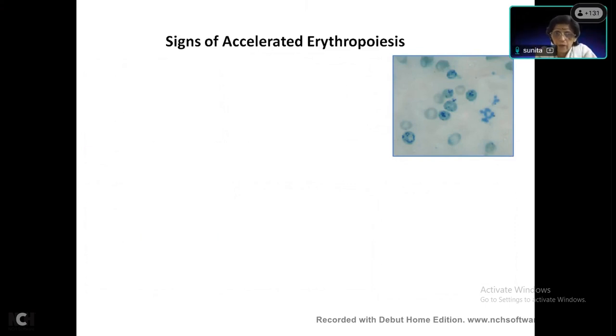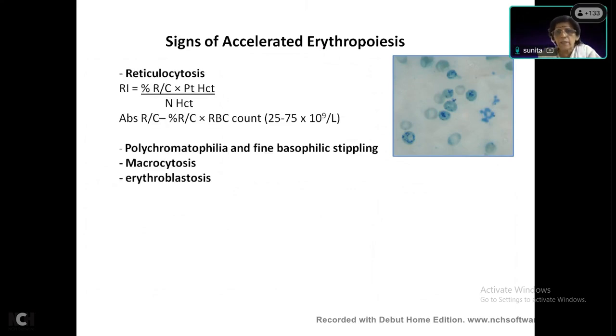Now we come to the second part, because in the definition I told you that both things should be there. One is increased destruction and second is increased erythropoiesis. Now, how do you know the erythropoiesis is increased in the marrow? You can do bone marrow examination, but bone marrow examination is not indicated for hemolytic anemias. You can have simple tests, like you can see here, these are the reticulocytes of different maturation, and the reticulocyte percentage is normally 0.5 to 1.5%.